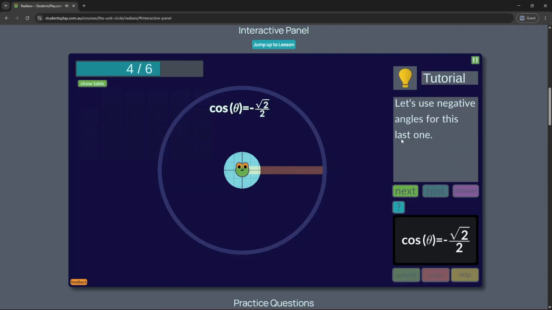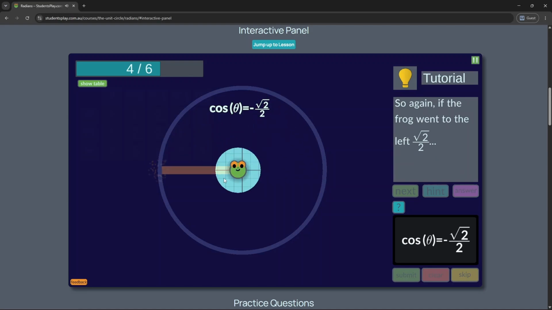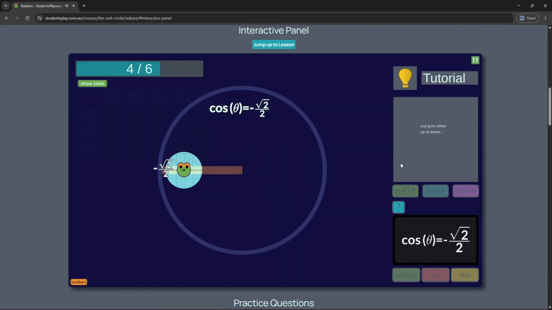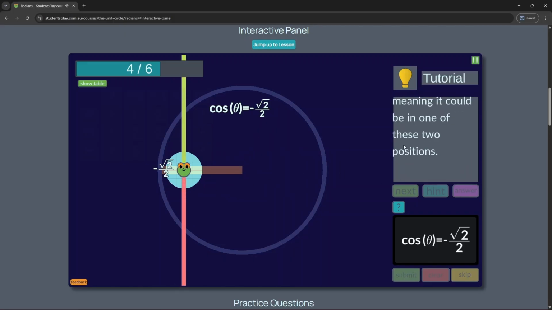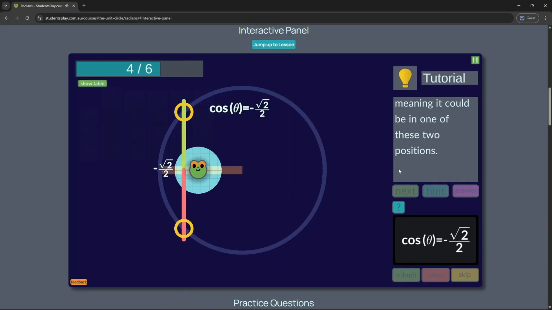Let's use negative angles for this last one. Okay, cos theta is negative root 2 on 2. And cos is the adjacent, so the horizontal in the unit circle. The angles we need will result in an adjacent length of negative root 2 on 2. So again, if the frog went to the left by root 2 on 2, and goes either up or down, it could be in one of these two positions. Okay, there we go, nice.